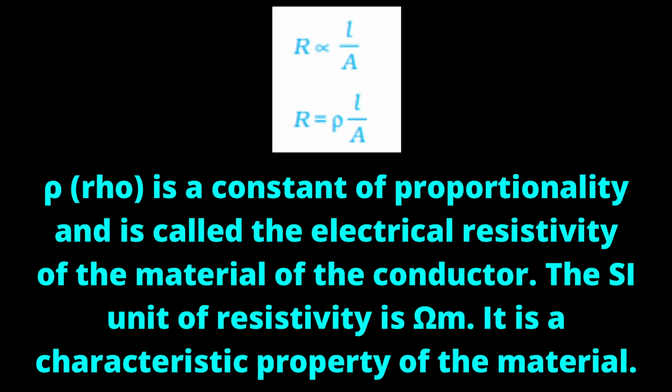Now, if you combine these two equations, we get R proportional to L by A, and R is equal to rho L divided by A. In this formula, the term rho is a constant of proportionality and is called the electrical resistivity of the material of the conductor. The SI unit of resistivity is ohm meter. It is a characteristic property of the material.